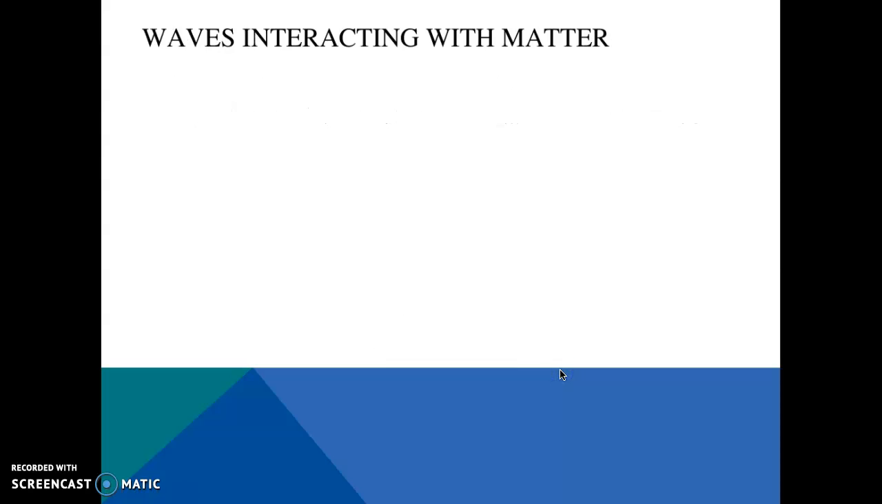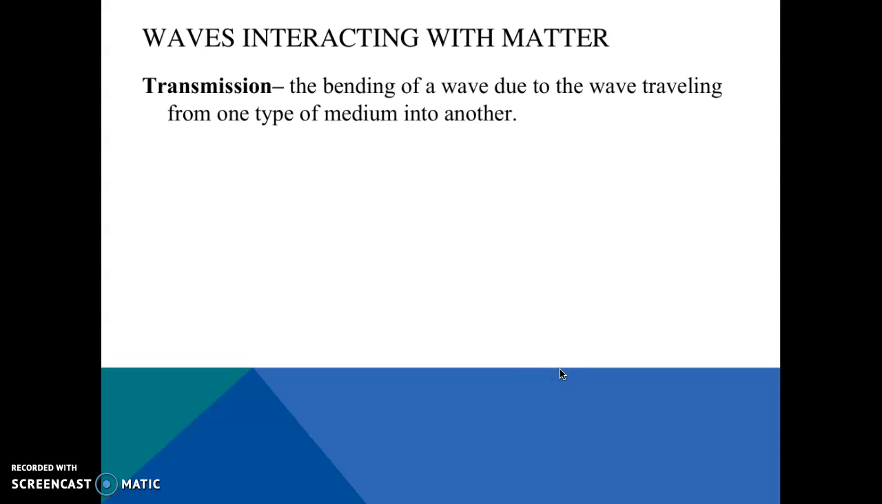We're next going to talk about how waves can interact with matter. Remember, matter is anything that has mass and takes up space. So we have a few different definitions that it is important that you write down. Our first definition is transmission. And these are words that I would make note cards with, maybe with a picture on the back and the definition. So transmission is the bending of a wave due to the wave traveling from one type of medium into another. So one material into another.